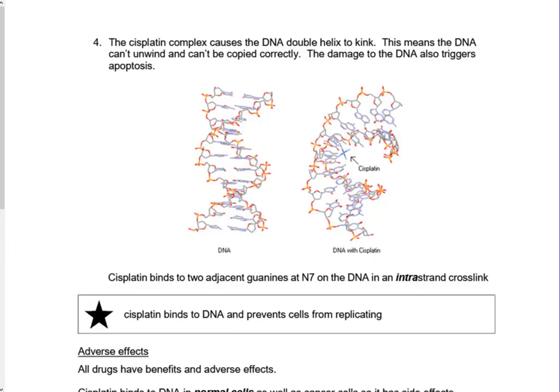This cross-linking causes the DNA double helix to kink. Normally the helix is straight, it has a straight axis right up the middle of the DNA. Now the double helix is kinked, and this stops the enzymes that replicate and transcribe the DNA from working, and that's what leads to cell death.